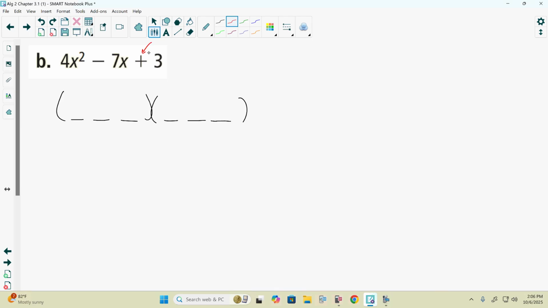All right. Third term's positive, so the signs are the same and match the sign of the middle term, which is negative. So we'd have negative and negative. Now we need to find the factors of the first and third term. Well, 4x squared, we know the x squared is going to have to be x and x. Now the factors of 4, we have more than one of them, so we can't just plug it in. We have 1 and 4 or 2 and 2. Which one do we want to try first? 2 and 2.